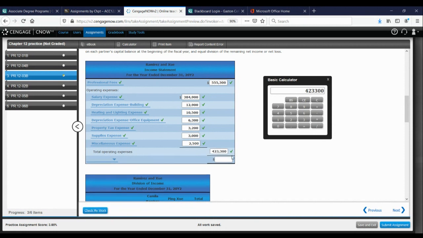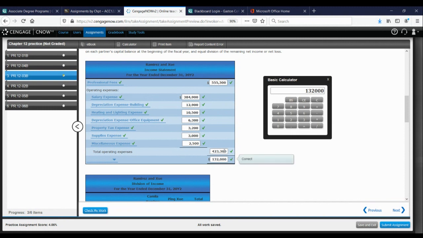Total of my expenses is $423,300. Then I'm going to subtract my total operating expenses from my total operating revenue, which in this case is professional fees. The professional fees minus the total operating expenses will leave you with $132,000, which is the net income amount. So this is the way that we prepare an income statement.